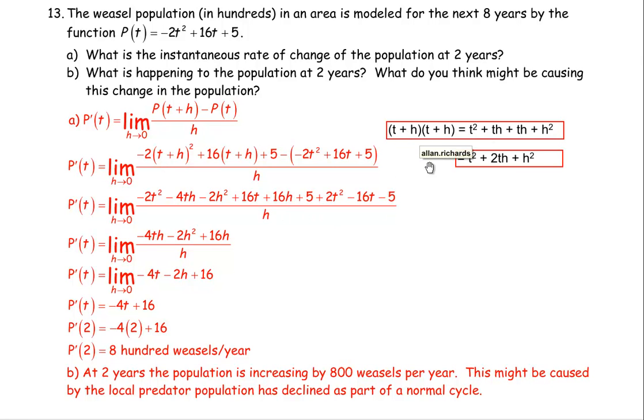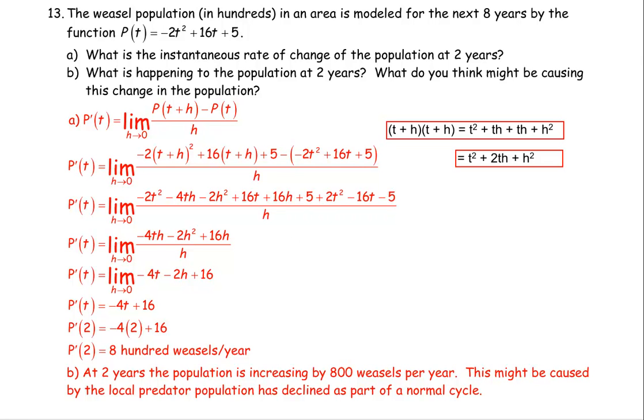So t plus h times t plus h, if you expand out and multiply them, you get this, which simplifies to t squared plus 2th plus h squared. Again, there's a negative 2 in front here, so the negative 2 gets expanded in, and that's why it's negative 2t squared minus 4th and minus 2h squared. Expand the 16 in here, that's that 5. Take the brackets off here, that negative is going to change all these signs. That's why these are all the opposites of what's up here.